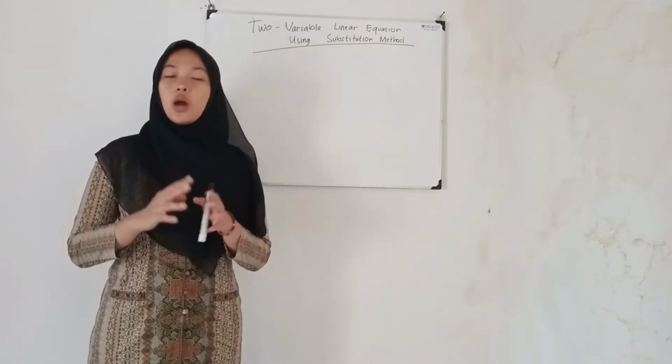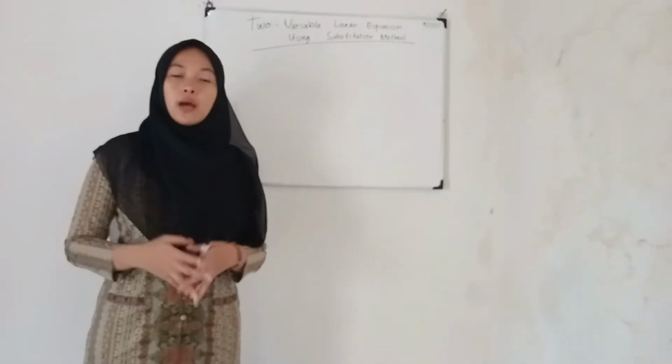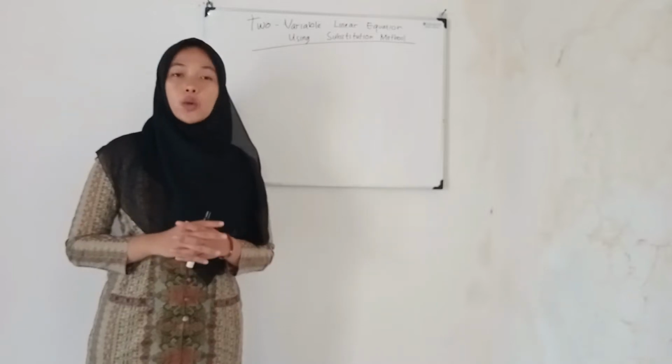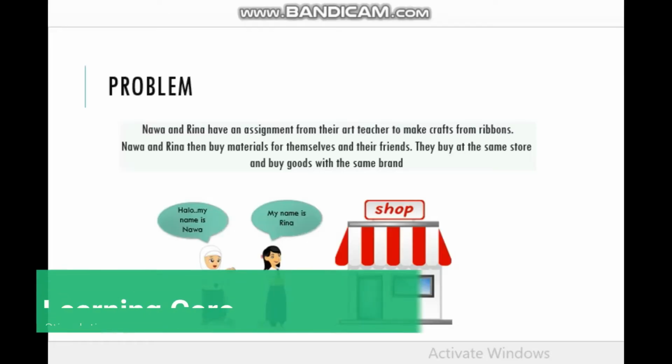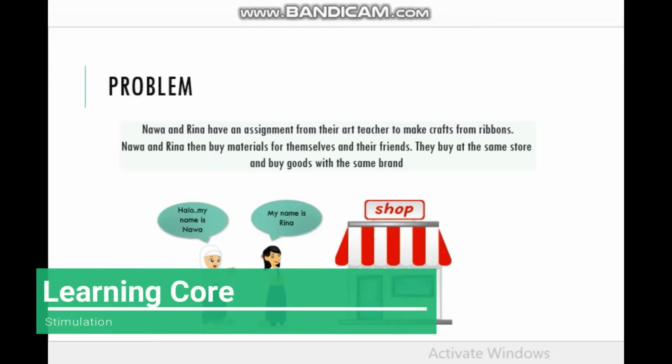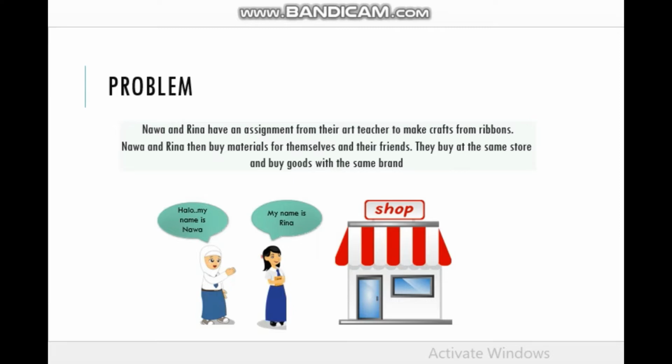Okay guys, now I will show you a problem about two variable linear equation system. Okay student, please read together. Nawa and Rina have an assignment from their art teacher to make crafts from ribbons. Nawa and Rina then buy materials for themselves and their friends. They buy at the same store and buy goods with the same brand.